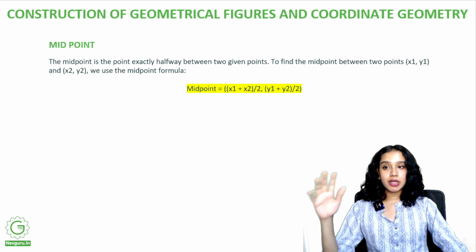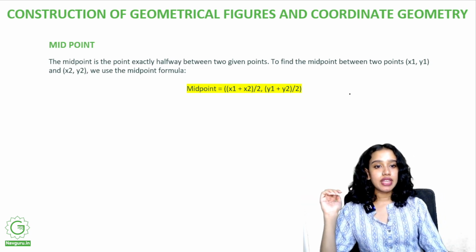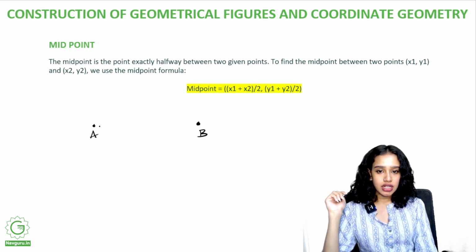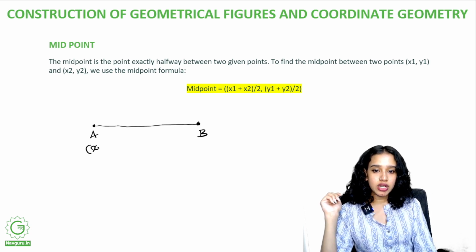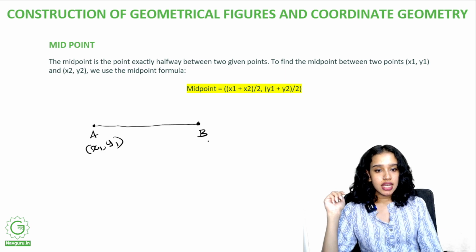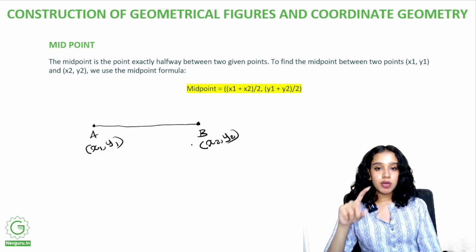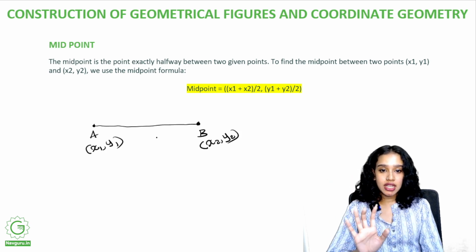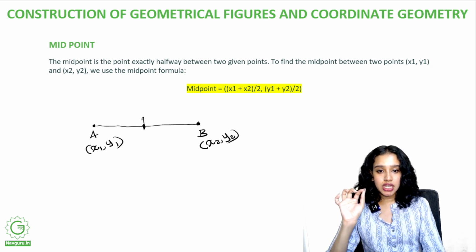Now let's move on to midpoint. So we have a line between two coordinates. We have the point A and point B, right? Now this is a line. Now this point has a coordinate x1, y1, right? This has a coordinate x2, y2, right? Now the midpoint is the point which is exactly halfway between two given points. We have this line and the middle of the line, exactly at the middle of the line, there is one point which is called the midpoint, right?